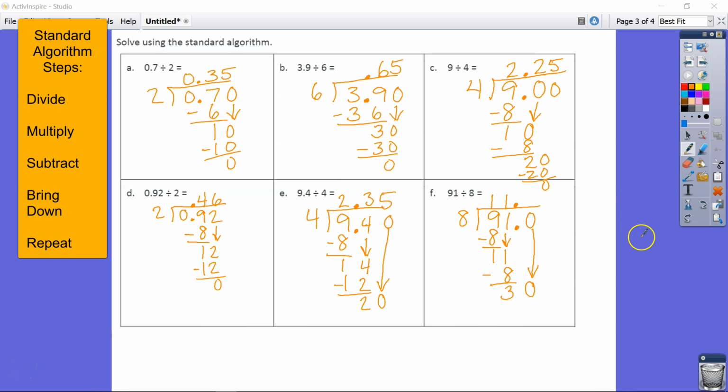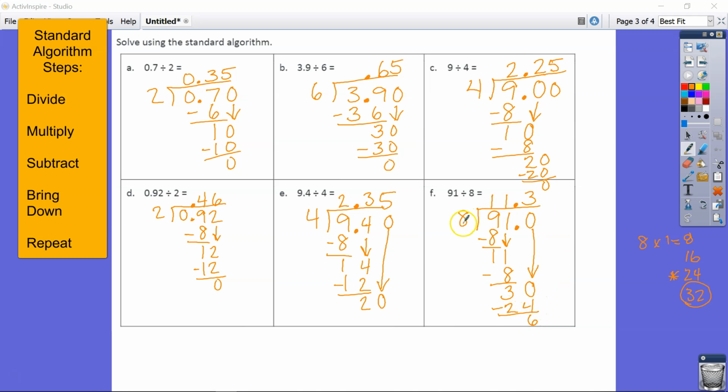If I skip count or do my multiples of 8, 8 times 1 is 8. 8 times 2 would be 16. 8 times 3 would be 24. 8 times 4 will be 32. I cannot go up to 32 because that's too high, so I have to use my 24. 8 times 3, I get 24. Do my subtraction, I get 6. So now I have 6 tenths remaining. I gave out 24 tenths.